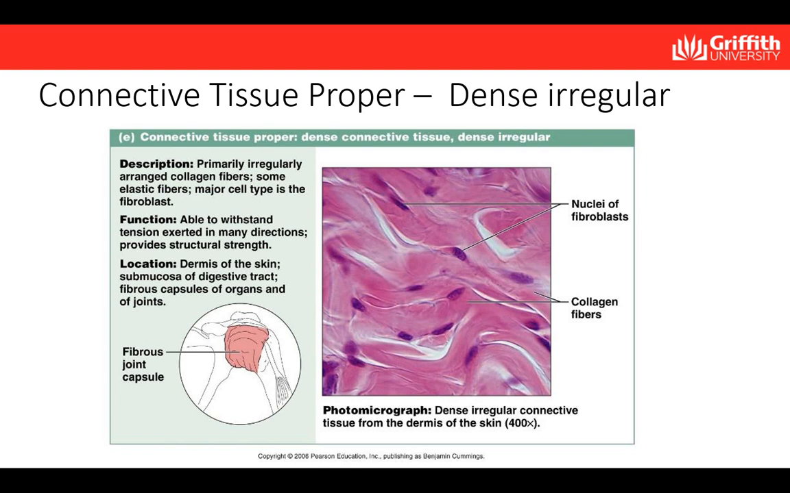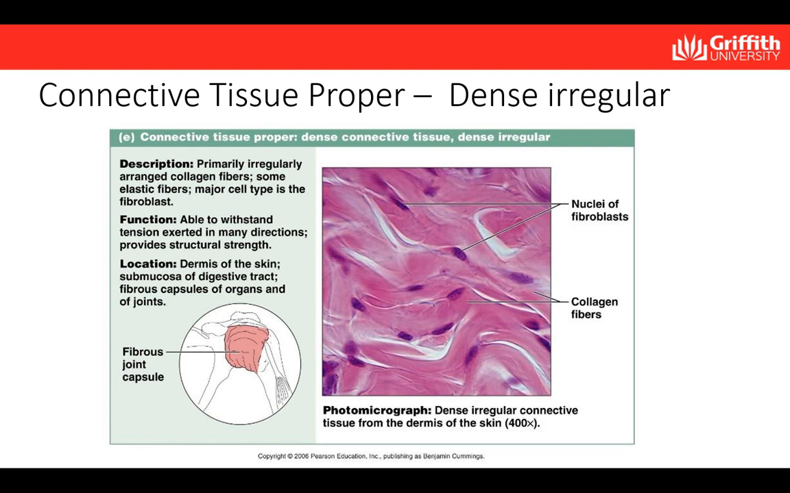Dense irregular connective tissue has the same structural elements as regular connective tissue. However, the bundles of collagen are much thicker and are arranged irregularly with small amounts of elastic fibers. The tissue is scattered with fibroblasts that produce collagen fibers. This type of tissue forms sheets in body areas where tension is exerted from many different directions.